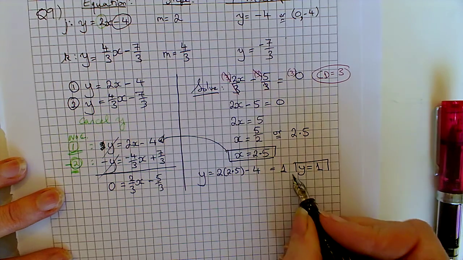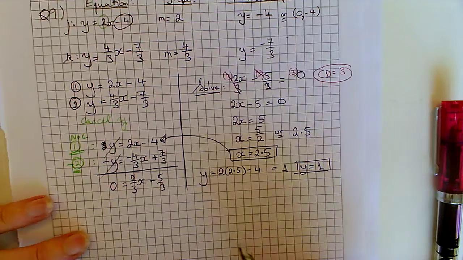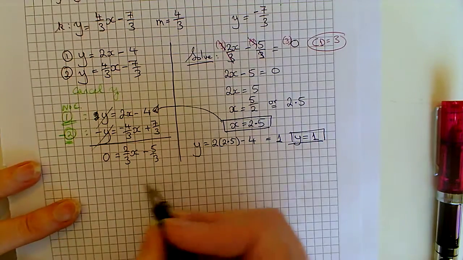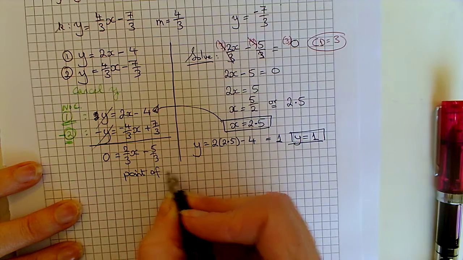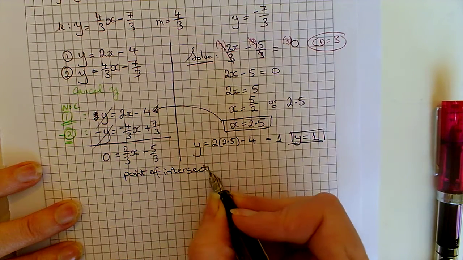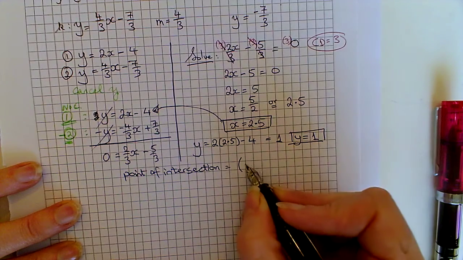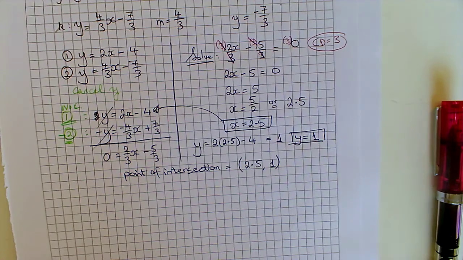Now you will get full marks for that most of the time, but let's be completely proper with this and write down our answer, the point of intersection. And because it's a point, we need to write it in x comma y format. So the point of intersection is x comma y, 2.5 comma 1.